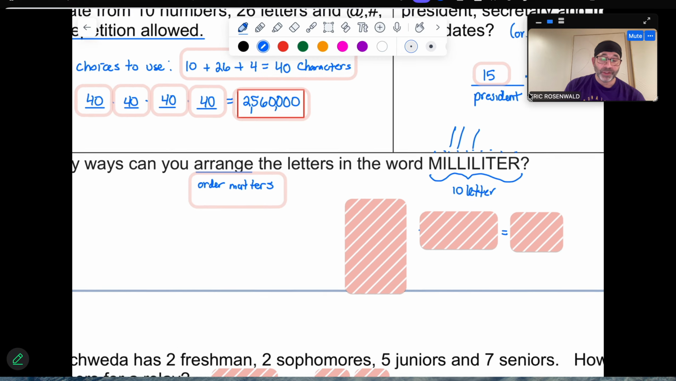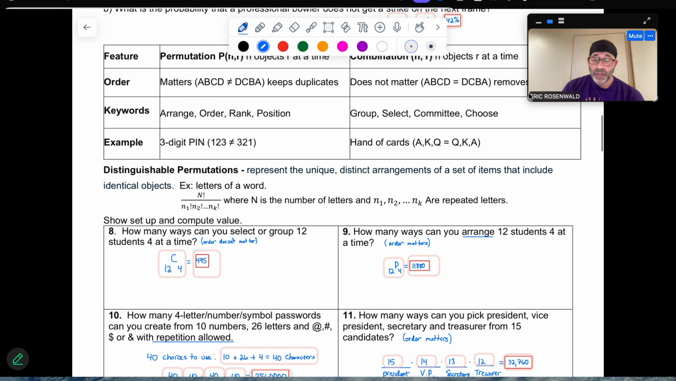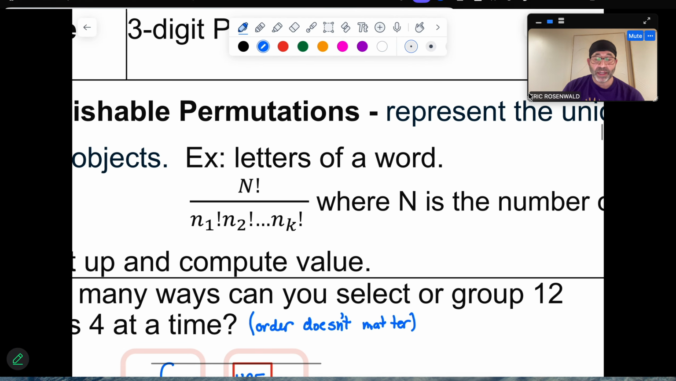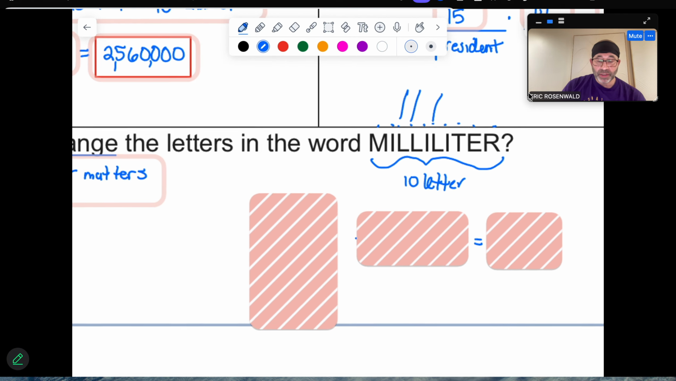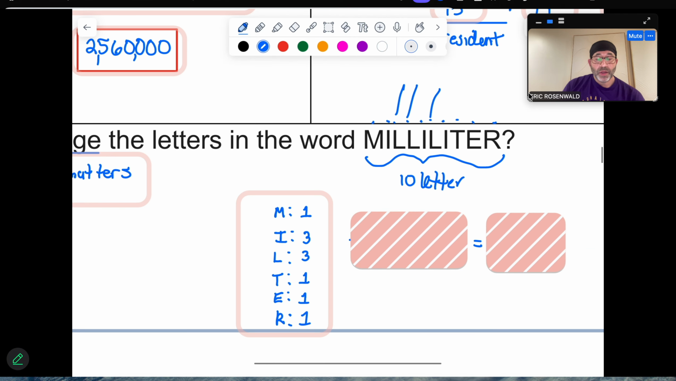And the formula for this, if you remember, is up here. It means N, where that's the total number of all the letters that are being used. N1 is the first letter. N2 is the second letter, and so on and so forth. So when we look at milliliter, there are 1 M, 3 I's, 3 L's, 1 T, 1 E, and 1 R. And there are a total of 10 letters in this entire word.